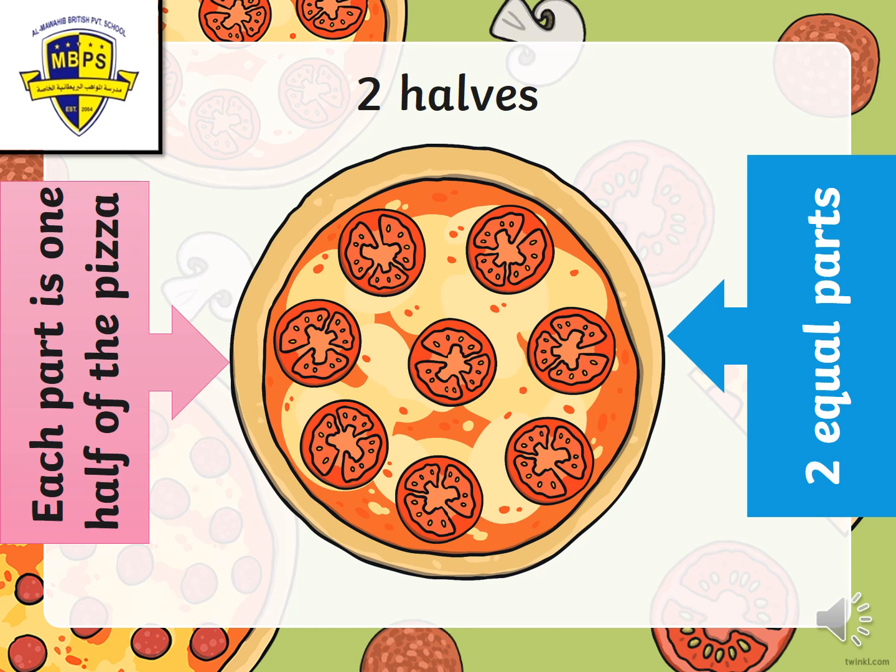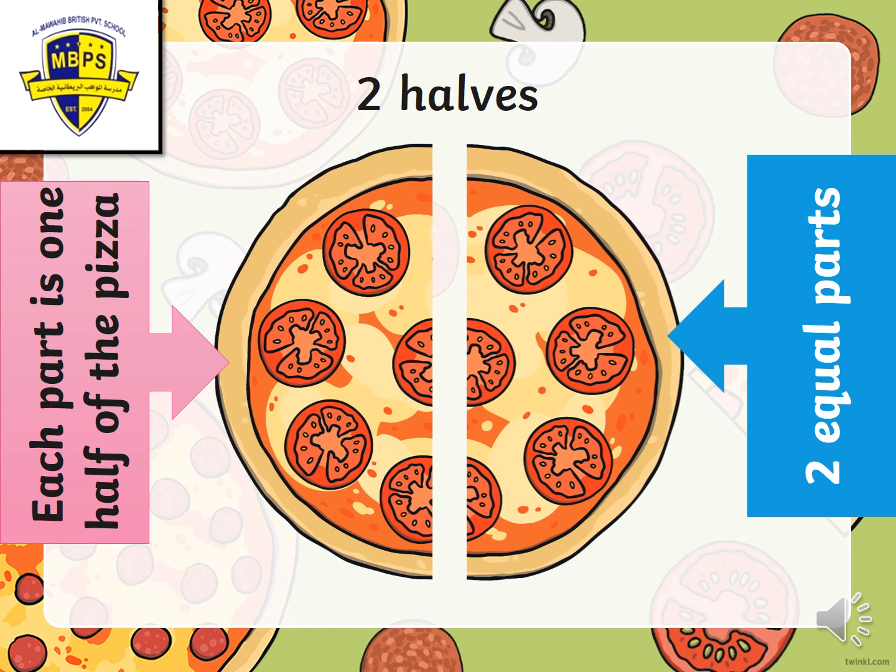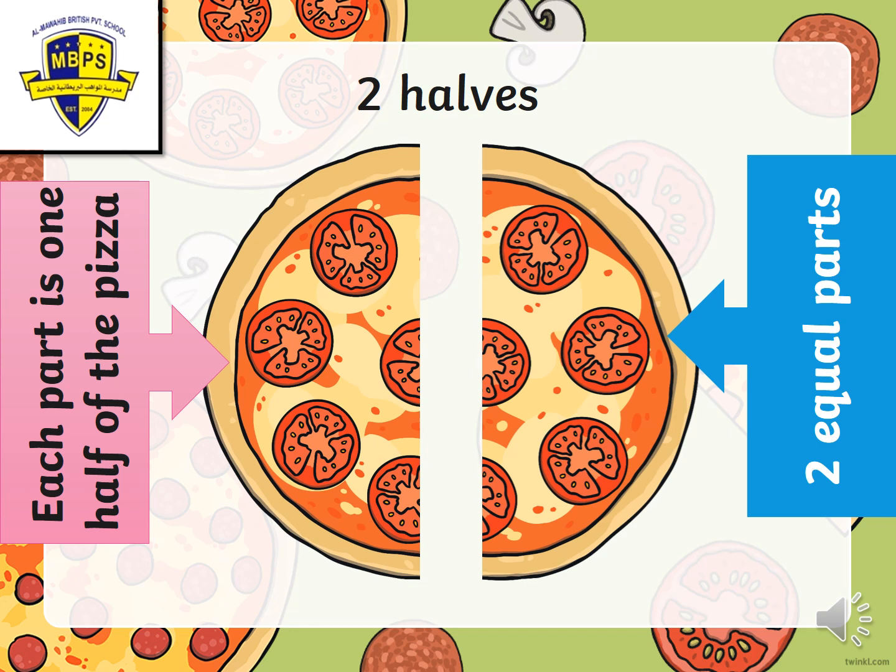What if I cut the pizza from the middle? Oh, now I have two halves. Do you remember this word? Half means 1/2. And if I have two, I will say 2 halves. So now each part is 1/2 of the pizza. And now I have 2 equal parts.